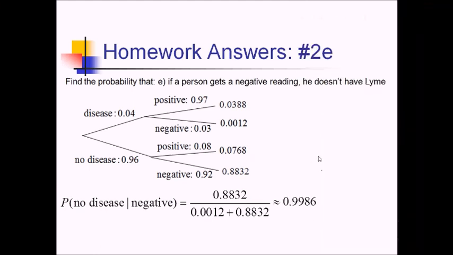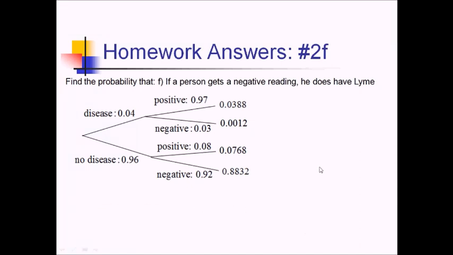So that's a pretty high percentage. That's your probability that if you get a negative reading, you don't have the disease. There's a pretty good chance you don't have it. It's not perfect, though.